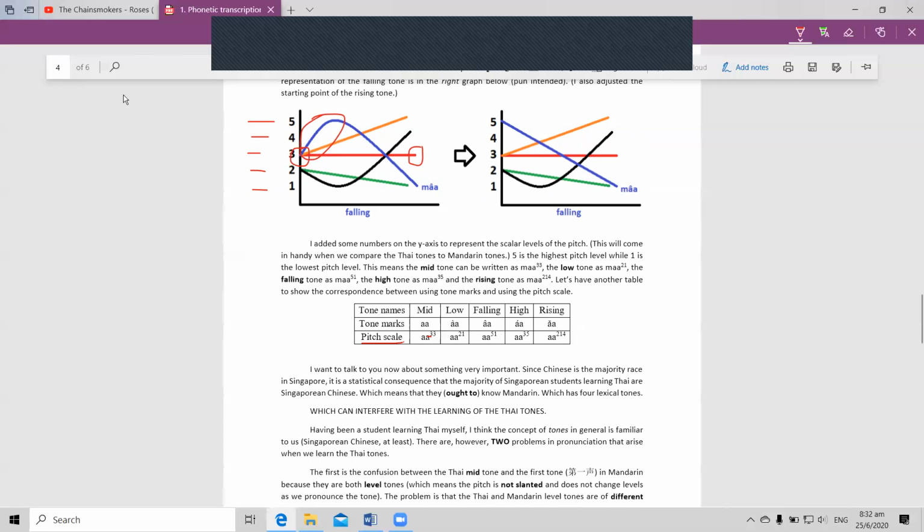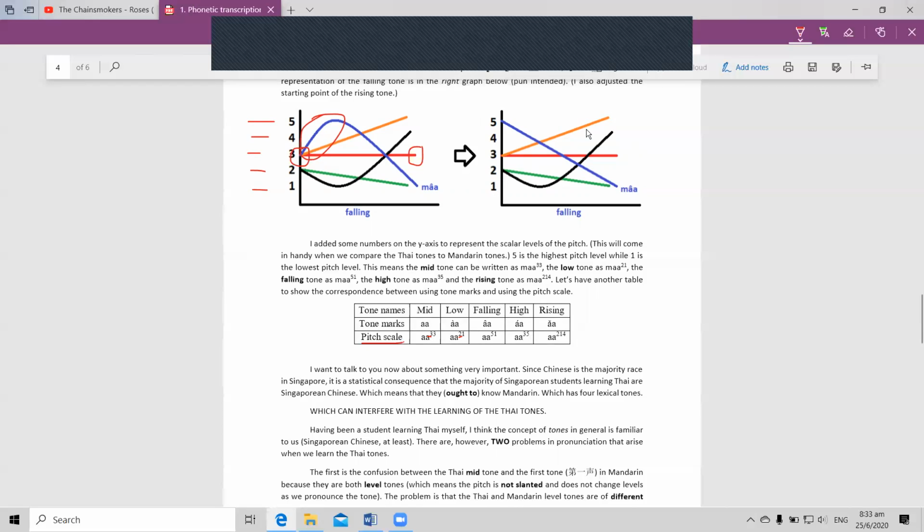Ma. Okay, the low tone begins at 2 and goes down to 1. So ma. All right, so for the low tone you can write 2, 1 as the pitch scale marking. The falling tone, as you have seen, starts from 5 and goes to 1. So we write 5, 1. Ma. All right. The high tone goes from 3 to 5.